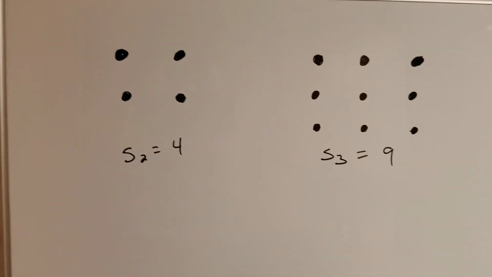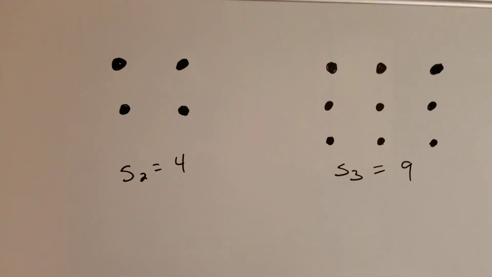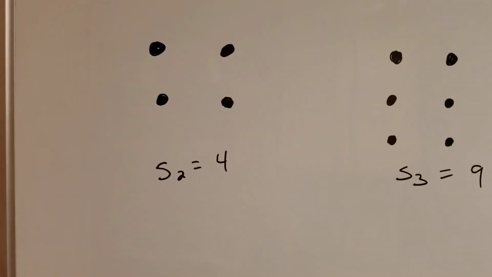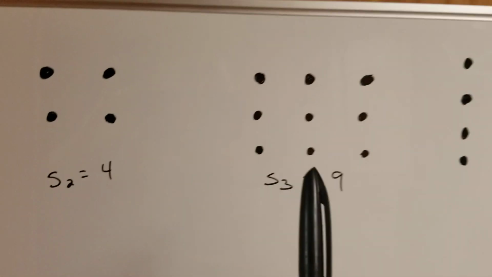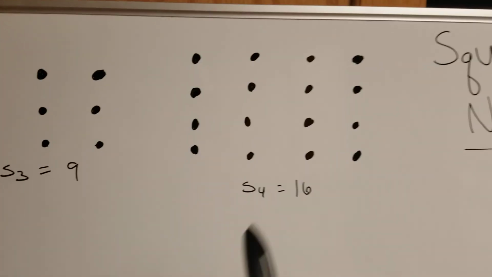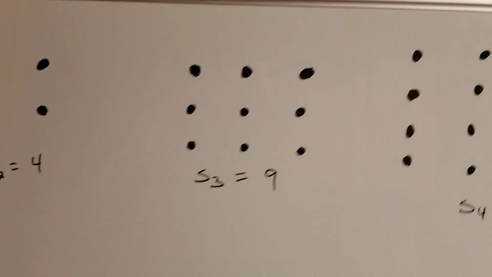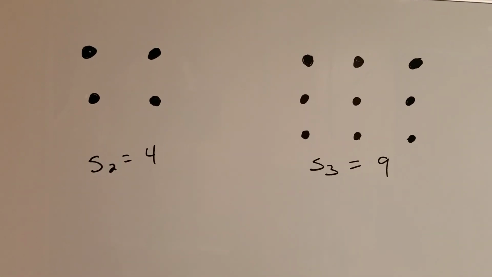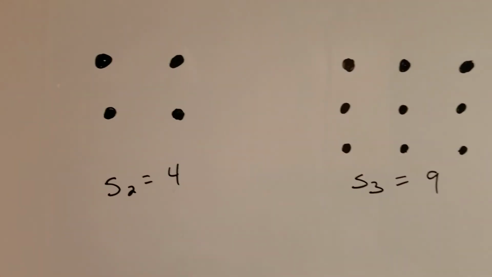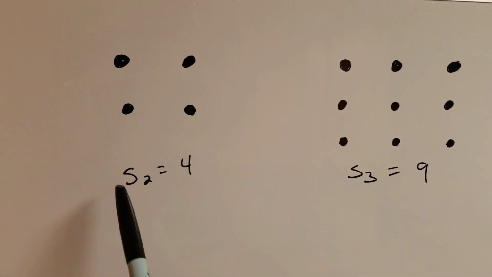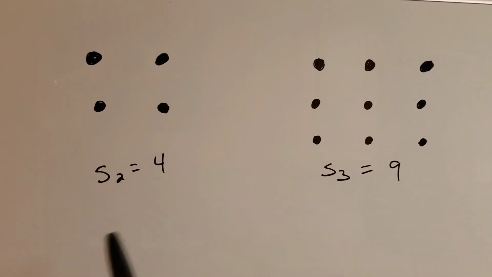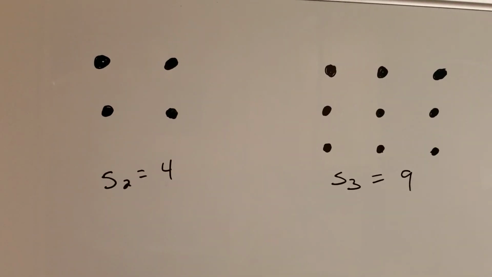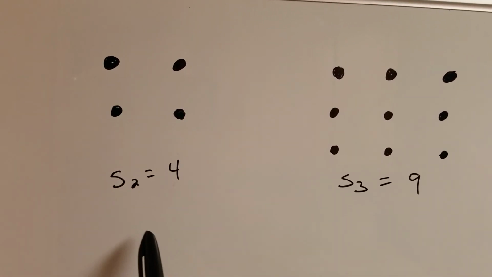Beneath each diagram, I have written what we call in math language an expression: S2 equals 4, S3 equals 9, and S4 equals 16. I want to try to make sense of what this expression is trying to say to us. We've got these terms that have an S and a number. I want to figure out, what does that number mean?